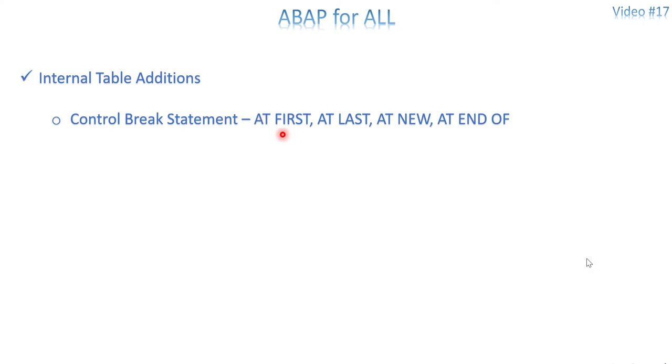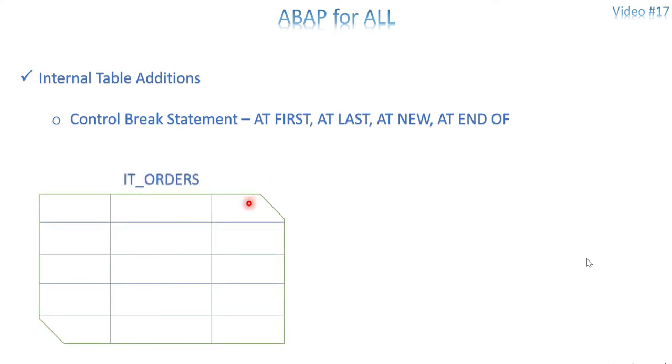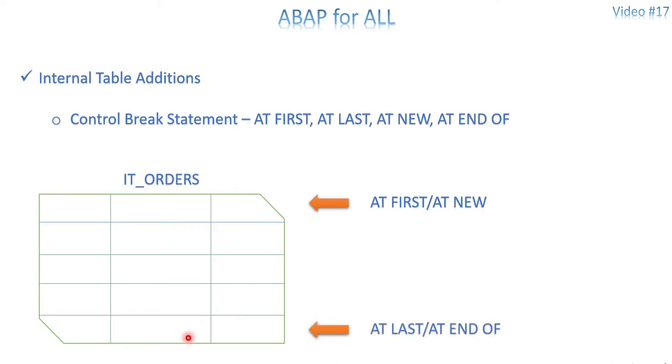So when will at first execute? That is the next thing we need to know. At first and at new will execute before the first loop of your internal table. We'll stick to at first and at last. At last will execute at the end, very clearly after the last record of your internal table. It looks like this: I have a body of an internal table with 5 different records. At first executes before the first record, and at last executes after the last record of the body of your internal table.